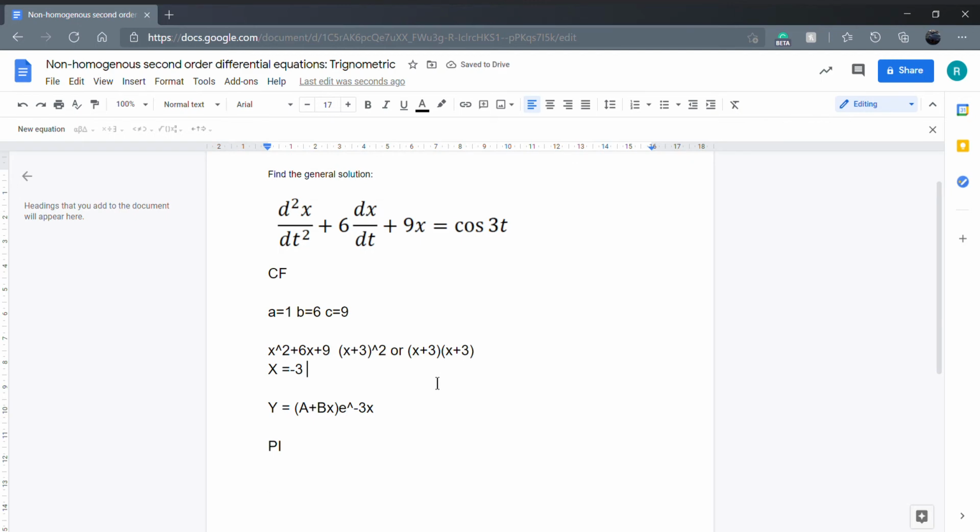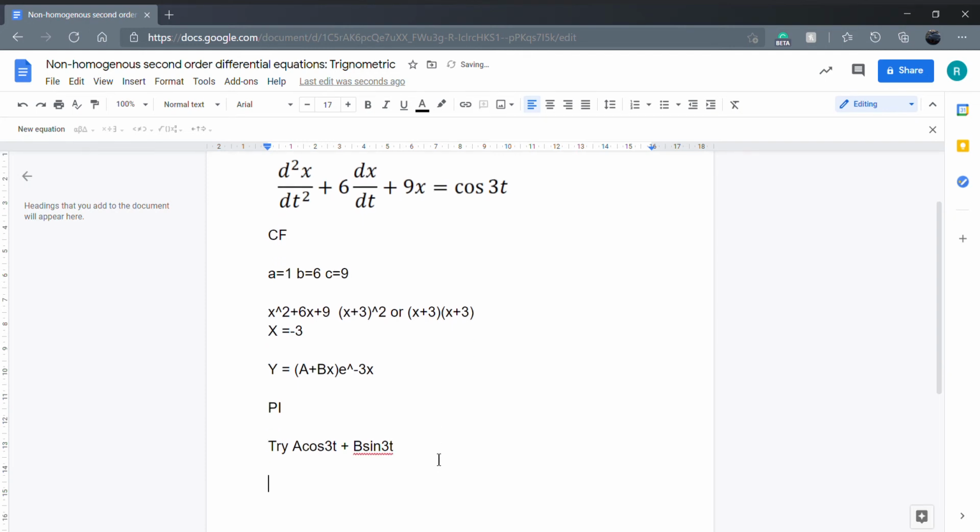Now, what we do is we try a cosine 3t, so we're just using 3t, a cosine 3t plus b sine 3t, and then we find the derivatives, where we have dy over dx equals -3a sine 3t plus 3b cosine 3t.